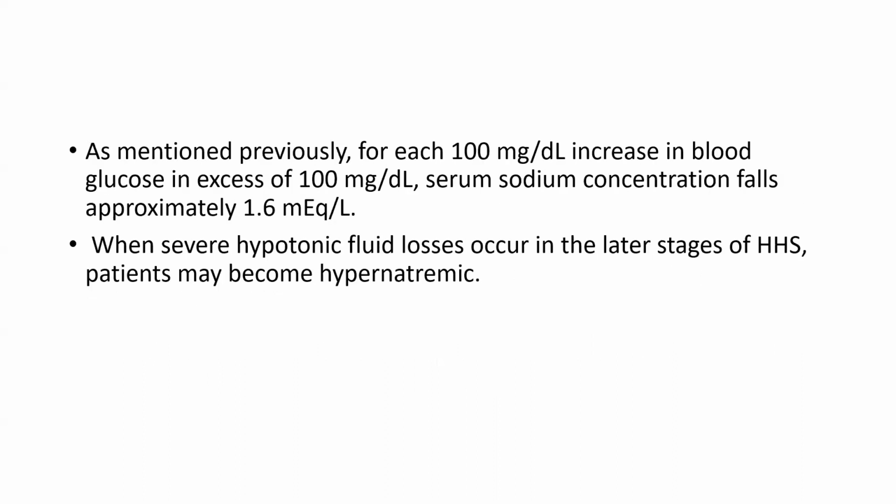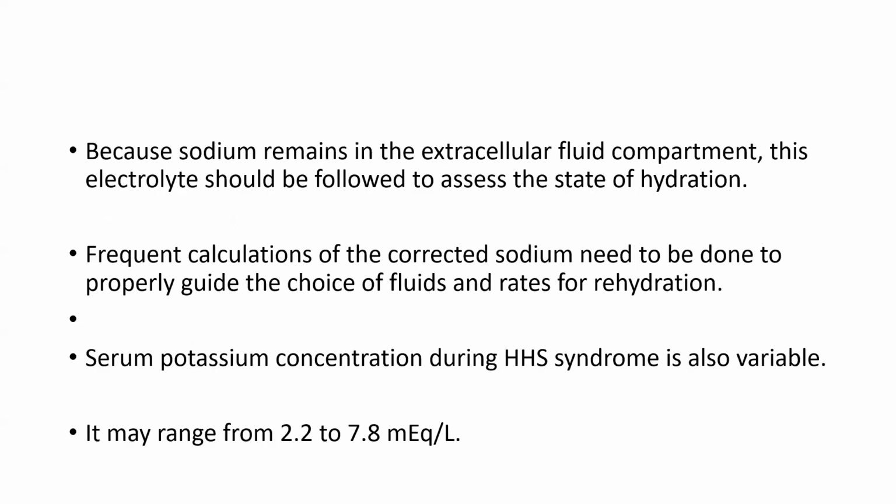As I mentioned in the previous equation, for each 100 mg per dL increase in blood glucose in excess of 100 mg per dL, serum sodium concentration falls by approximately 1.6. So when severe hypotonic fluid loss occurs in the later stage of HHS, the patient may become hypernatremic. Because sodium remains in the extracellular fluid compartment, this electrolyte should be followed to assess the state of hydration. Frequent calculation of corrected sodium needs to be done to properly guide the choice of fluid and rate of rehydration.